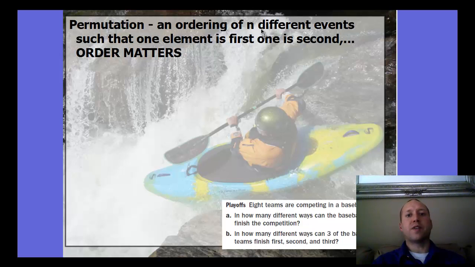So permutations is another way of counting. Permutations is an ordering of n different events such that one element is first, one is second, and so forth. And order matters. That's the big thing to know for permutations, that order actually matters.